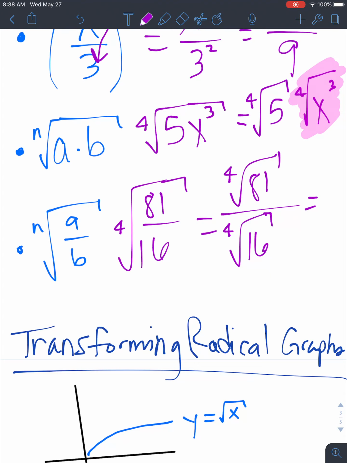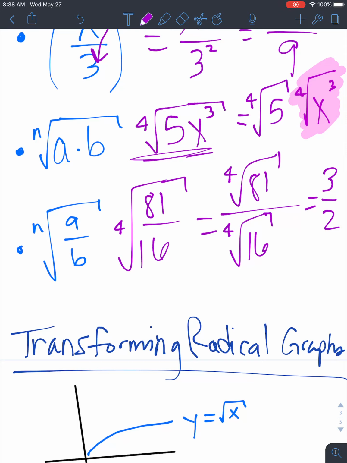So the 4th root of 81/16 doesn't simplify. But the 4th root of 81 is 3, and the 4th root of 16 is 2. All right, so that's what I was talking about with my multiplication examples. That's not a super great one in terms of it doesn't simplify down nicely, and you can still see the value of it.